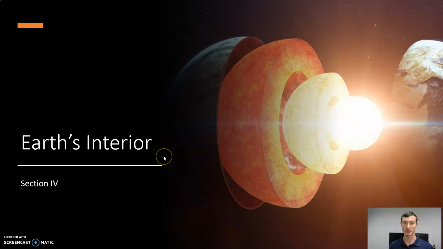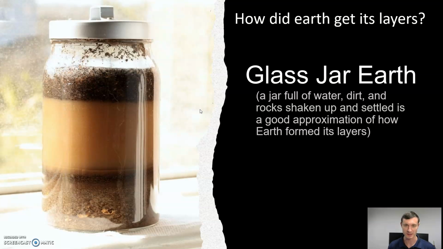Welcome back, everybody. For this section, we cover Earth's interior. So our very first question here, how did the Earth get its layers? And the sort of thought experiment for this one is the glass jar Earth.